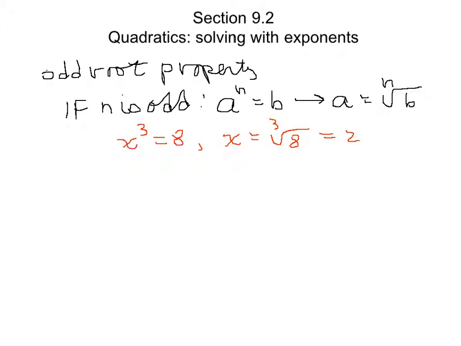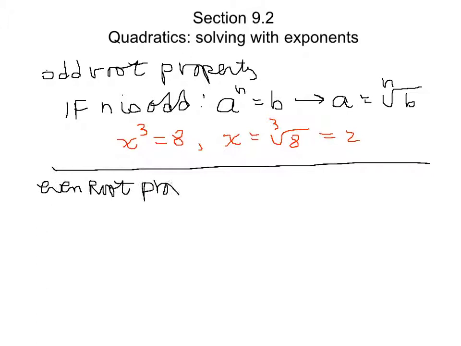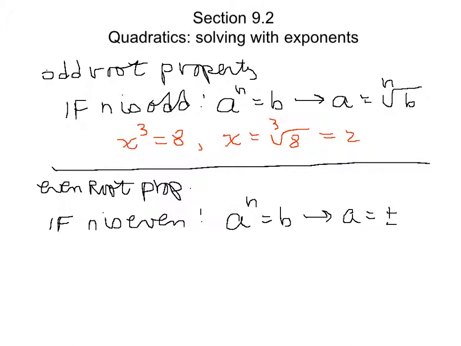Now let's look at the even root property. The even root property says if n is even, now this is going to be a little different, then if a to the n is equal to b, that implies that a is equal to plus or minus the nth root of b.